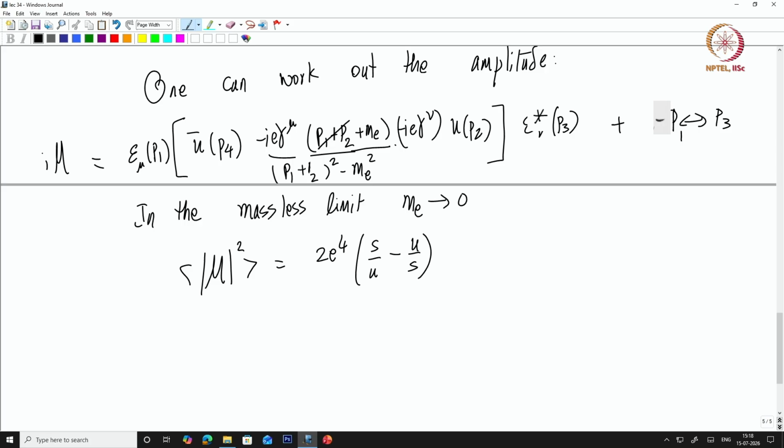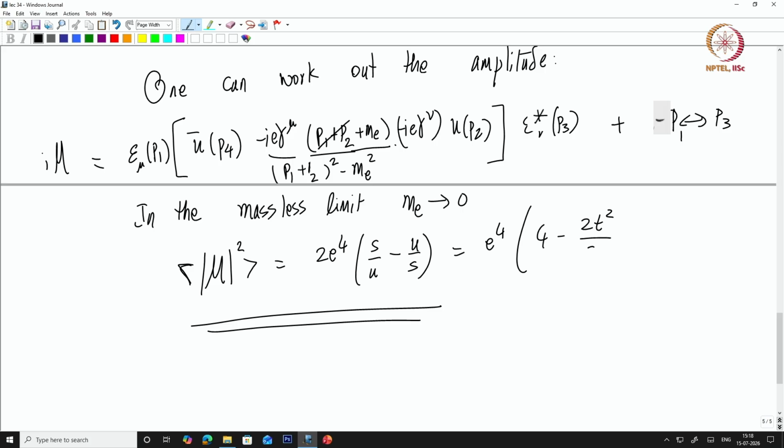Now, this is the simple result. This is the average over the spins of all the electrons, and you have a simple formula for it. You can write it in terms of T also. So this just becomes e to the power 4 times 2T squared by SU, where T is SU. So this gives you this formula.